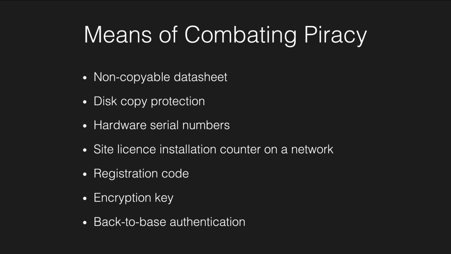People would put disk copy protection on software. That never lasted. Hardware serial numbers: it would look at your hardware and go, okay, that's going to be your serial number. That didn't work either. Registration codes, that's nothing. Encryption keys, that's nothing. A site license installation counter on a network, that, again, doesn't necessarily work. The only thing that has seemed to work is back-to-base authentication.